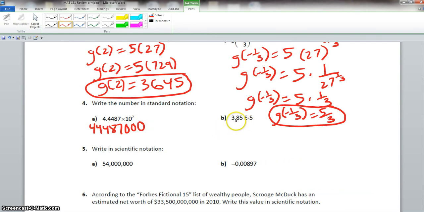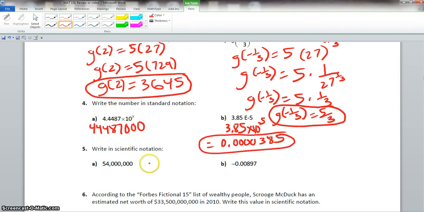Now we come here. We have 3.85 e to the negative 5. Now remember this e means times 10, and then this 5 is to the negative 5 power. So that means we will move this decimal 5 places to the left, and that would give us 0.0000385. And that is our final answer.